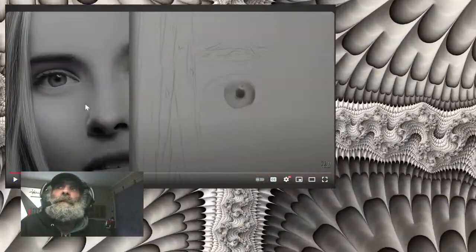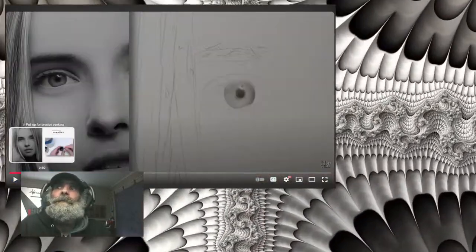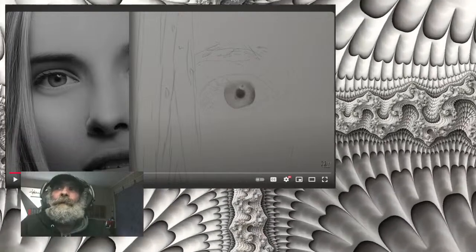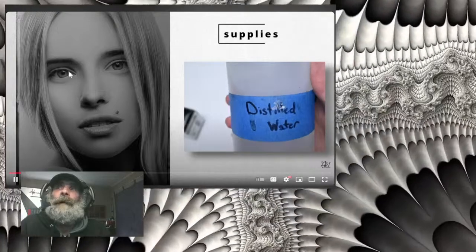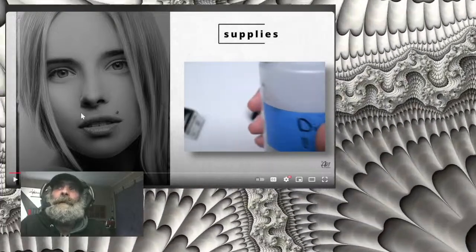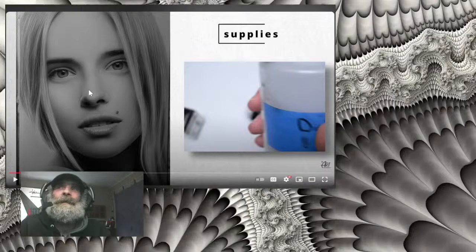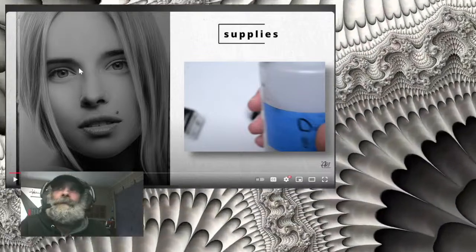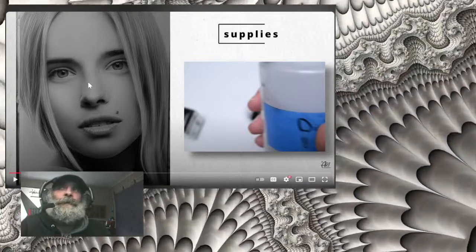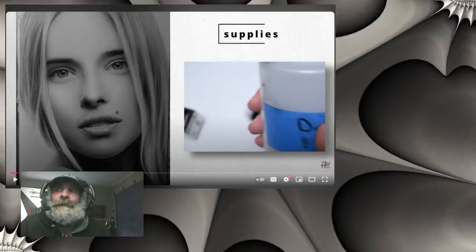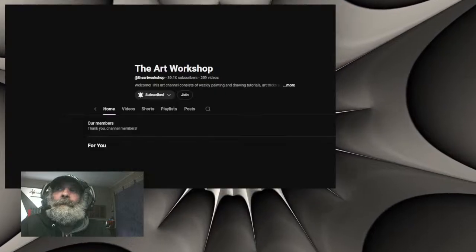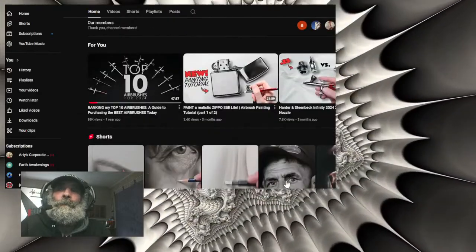But anyway, this guy right here, this guy is something else. This is an airbrush distilled water painting. He created this with an airbrush and X-Acto knives and erasers, and this guy's something else. This channel's called the Art Workshop.